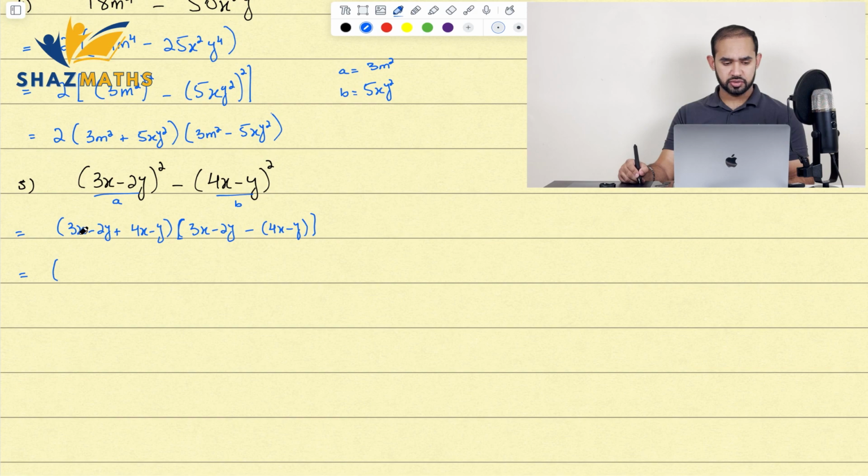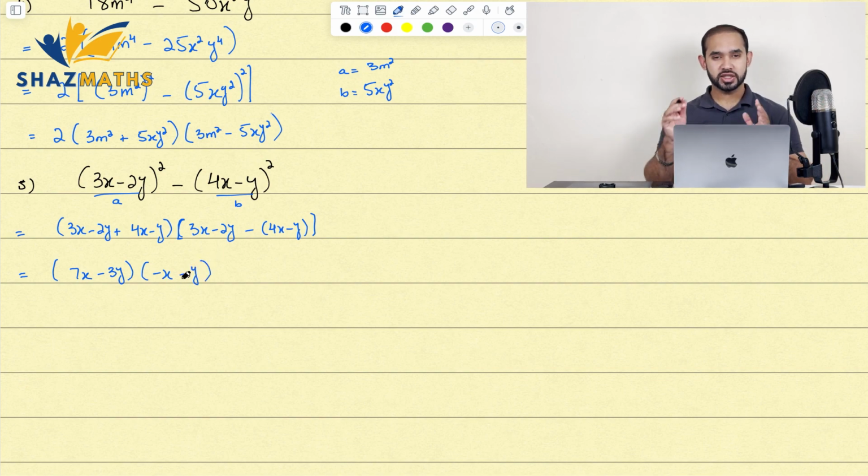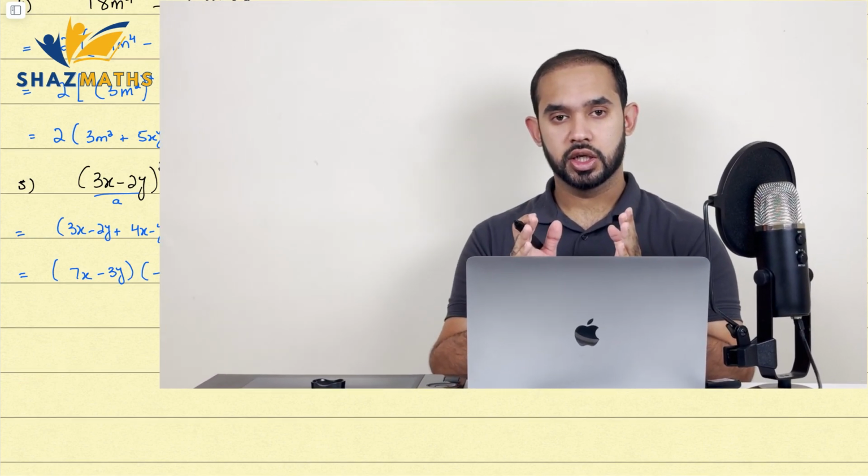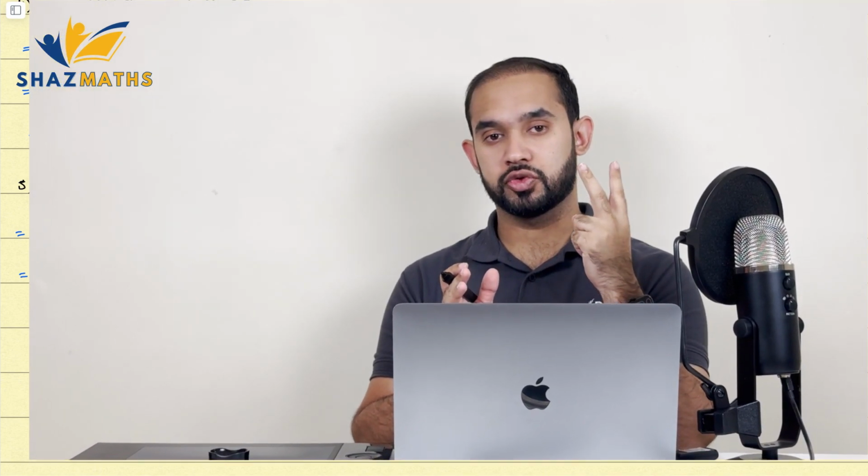So I can see like terms here, 3x plus 4x, that would be 7x, and minus 2y minus y would be minus 3y, times again 3x minus 4x would be minus x, and minus 2y plus y would be minus y. So that is the final answer. So again, this is how you factorize the two terms. Alright, there were only two steps for factorization of two terms.